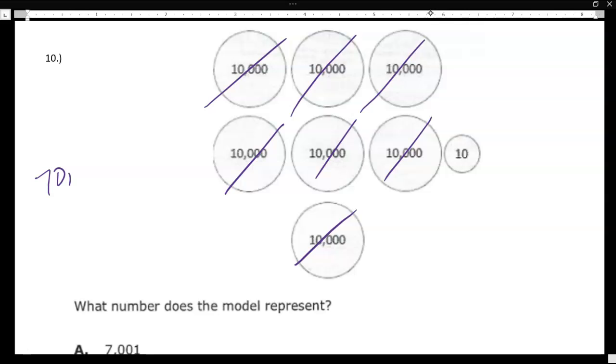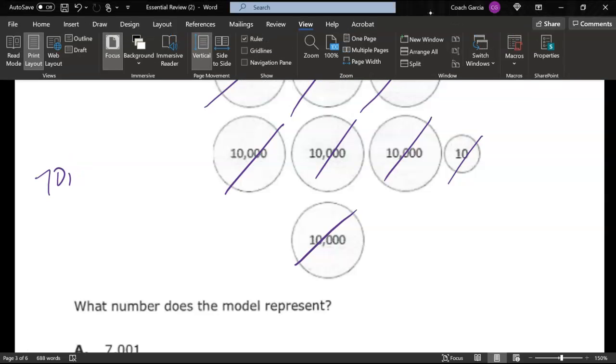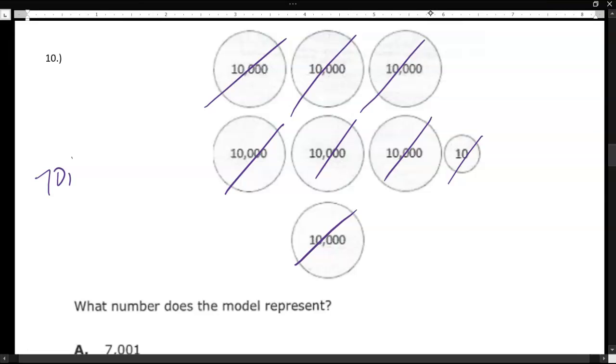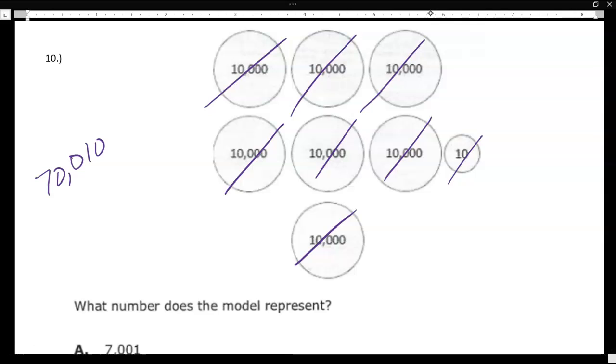And what's our last disk? 10. So 70,000 and 10. Is that right? No, you have to have 0 and 1. You have to add a 0 in front of the 10 because there's no hundreds. Say it again, Amy. There's no hundreds, right? So you just put a 0.